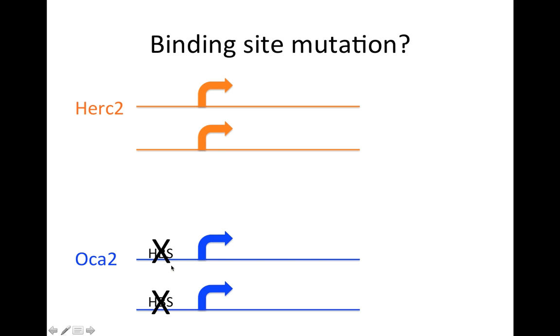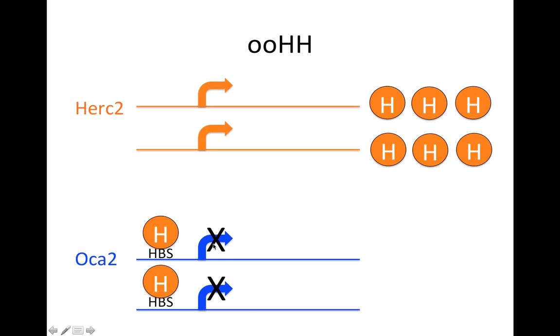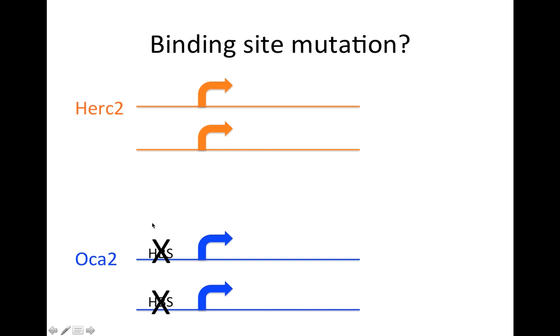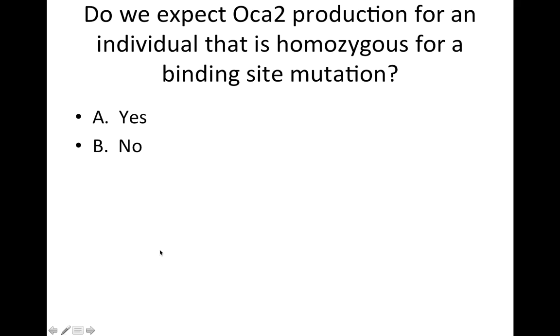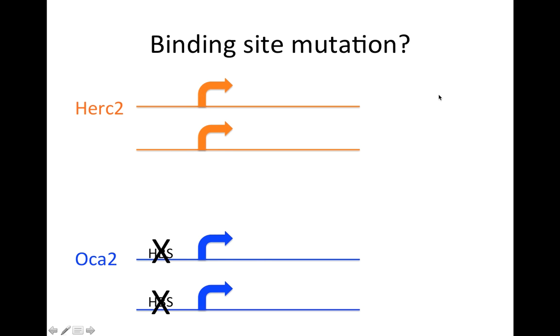So another one we could do is, what about if we have a binding site mutation? This is different. Before we've been talking about mutations in the actual gene itself, the coding sequence. But now we have a perfectly good coding sequence, but we have a mutation in the H binding site. Under these circumstances, we'd expect production of HERC2, but then those proteins would not be able to bind, and so we would not expect production of ACA2, so we'd expect blue eyes.